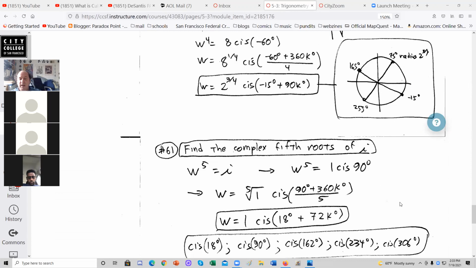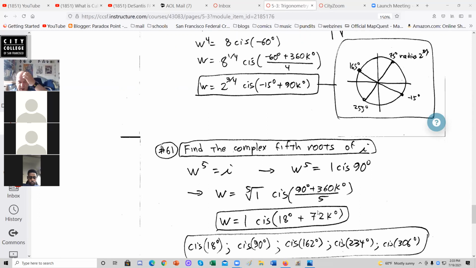Here they ask to find the complex fifth roots of i. So w to the fifth equals i. Well, i is 1 cis 90 degrees. So to find w, take the fifth root of 1, cis of this plus rotations over 5. Cis of 90 degrees plus 360k degrees over 5. And the fifth root of 1 is 1, and dividing through by 5, you get 18 degrees plus 72k degrees.